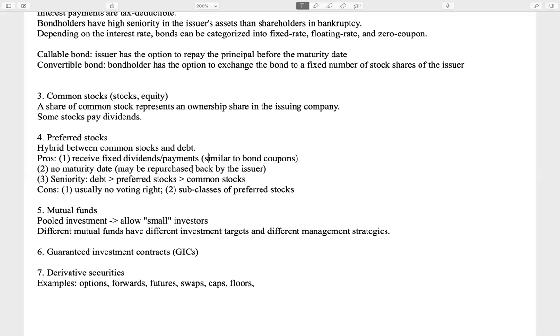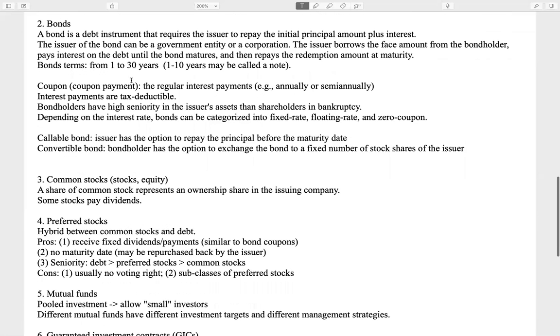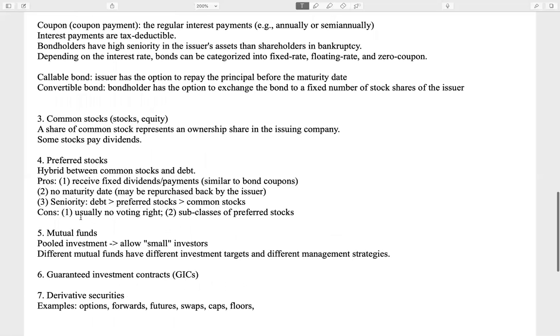But unlike bonds, pretty much all bonds have a fixed term, like 1 year, 2 years, 10 years, 30 years. But for many preferred stocks, there is no maturity, which means you can pass it on from generation to generation. But it can be the case that the issuer can buy it back, meaning they don't want you to hold it forever, right? And in terms of seniority, debt has the highest. So whenever a company goes bankrupt, the debt owners can claim on the company's assets first, and then it goes to preferred stockholders, and finally to common stockholders.